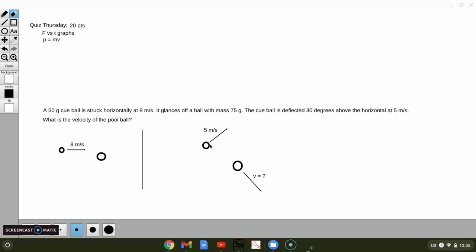So then after the collision, the cue ball is deflected up with an angle of 30 degrees above the horizontal, and the pool ball is deflected down at some angle. We don't know what it is yet. And you're supposed to figure out the velocity of this pool ball. All right. So right now, go ahead and hit pause and see if you can figure out a strategy and solve for the velocity of the pool ball.